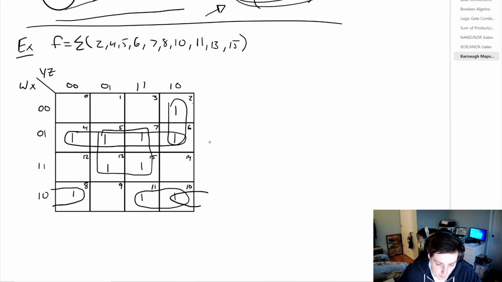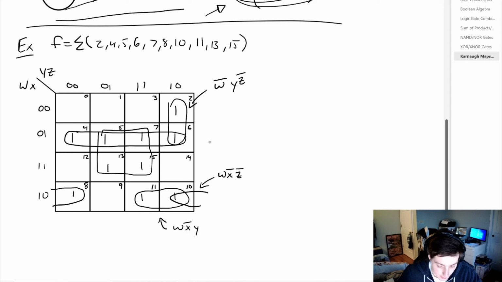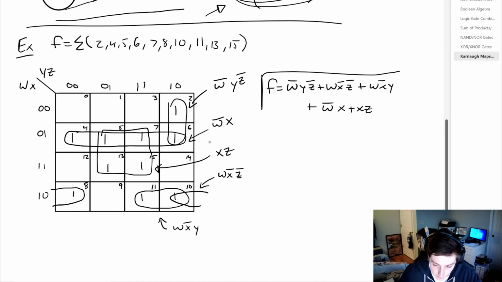So if we look at this top one, what we get is W bar Y Z bar. This bottom one, we get WX bar Y. This one that loops around, we get WX bar Z bar. This 4 on the second row ends up being W bar X. And this bottom quadrant becomes XZ. So now we can group all of these terms together, and that's our function.